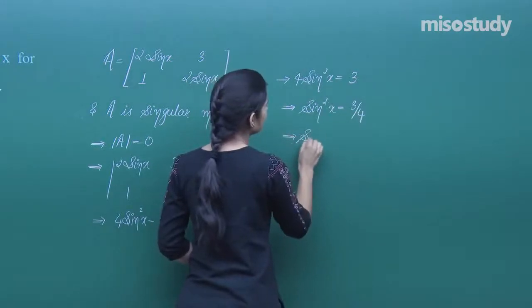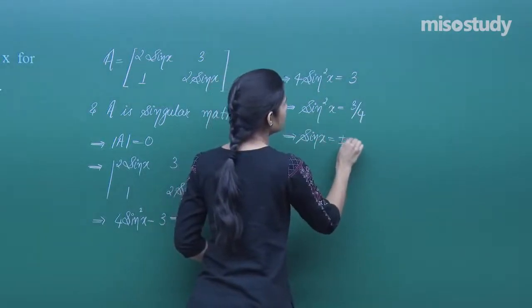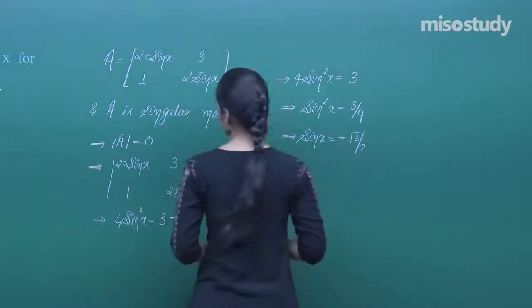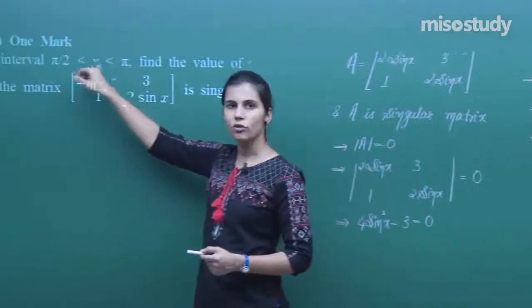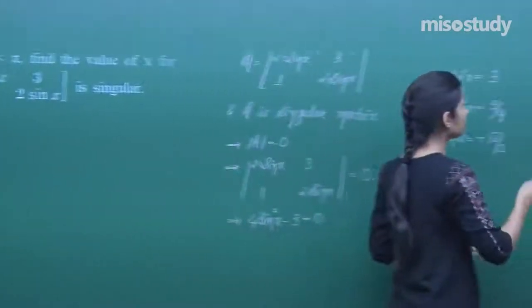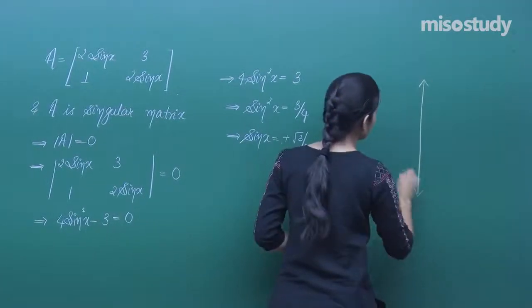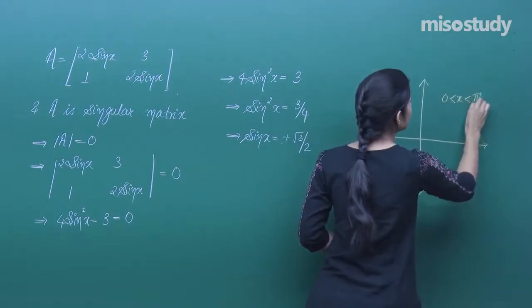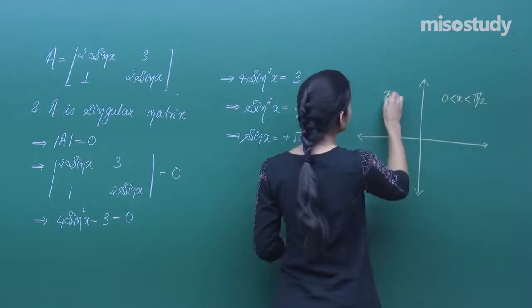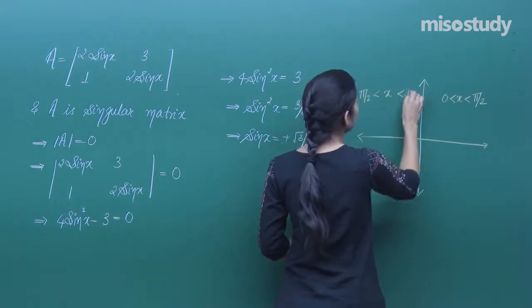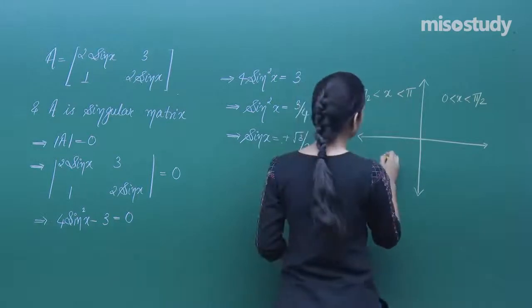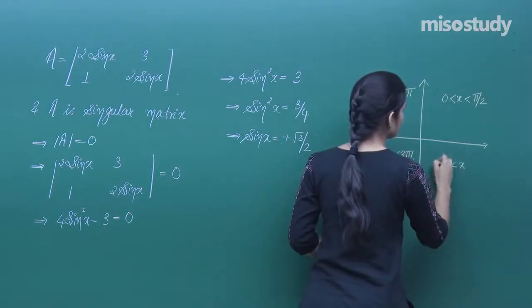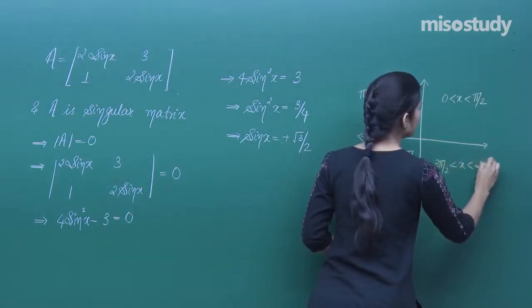Now from here, if you try to compute sin x, you are going to get plus minus root 3 by 2. But actually I am avoiding the minus sign. Why? Because x is given to be lying in the pi by 2 to pi open interval, and in our quadrant system, if you remember, first quadrant x is lying between 0 to pi by 2, second pi by 2 to pi, third pi to 3 pi by 2, fourth 3 pi by 2 to 2 pi.